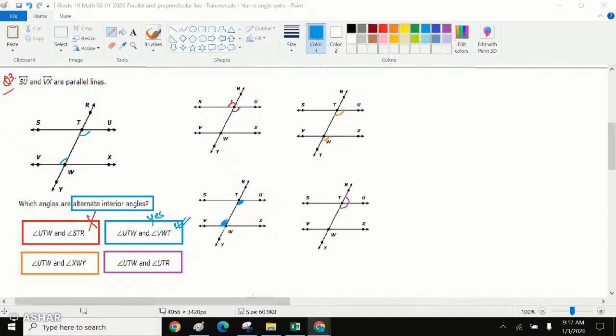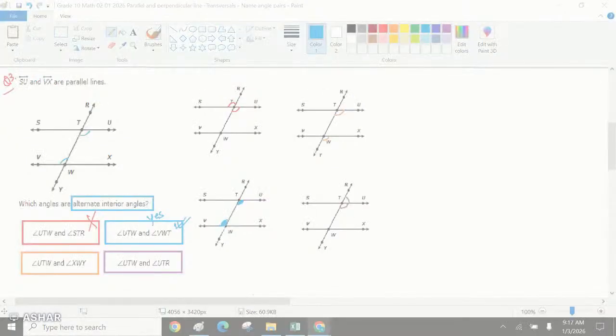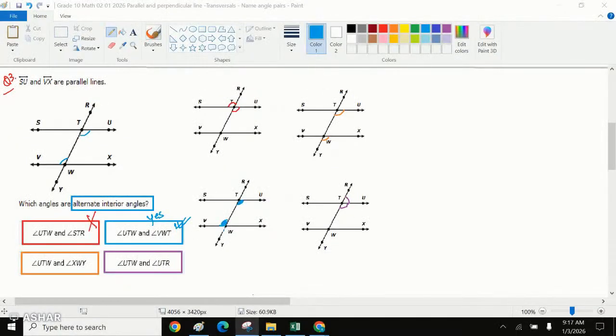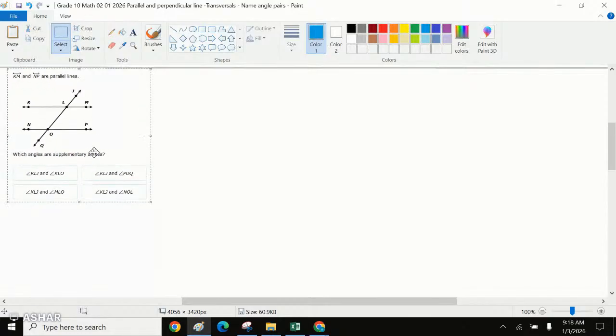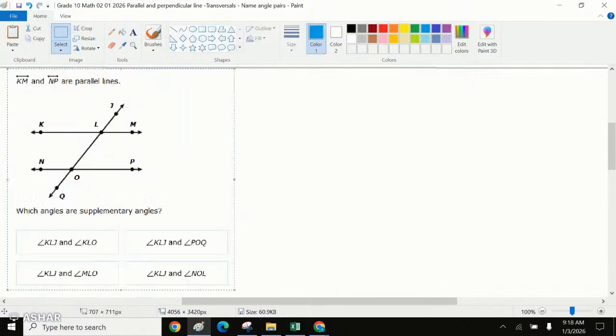Okay. Any questions up till now? If there are any questions, please let me know. Okay. Thank you. Let's move ahead with the next question. They're asking us supplementary angles. When we look at supplementary angles, let me just copy this. Question number 4. This is question number 4. Okay. Let's copy these angles over here.